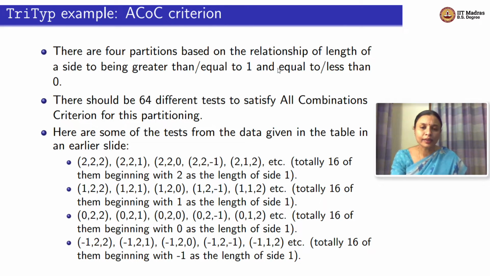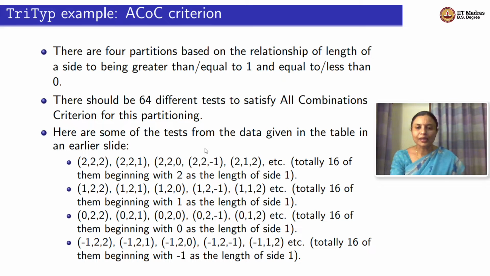The tri-type method had 3 sides. Per side, I'm considering 4 partitions. What are the 4 partitions? The length of the side is greater than 1, or equal to 1, or the length of the side is equal to 0 or negative. So based on these 4 partitions, there could be 64 different test cases that will satisfy the all combinations criterion, right? Each of them corresponding to 1 side.